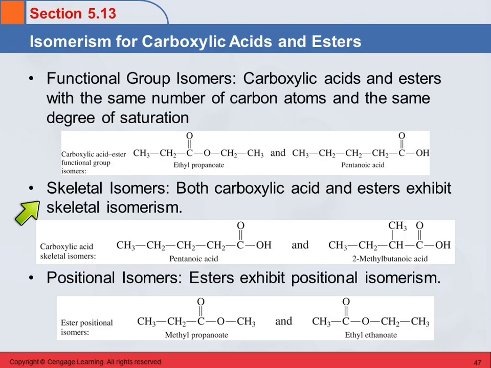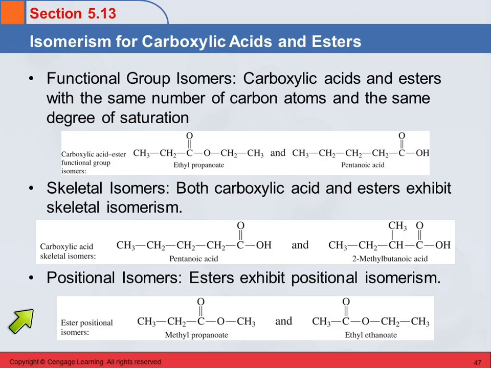We can have skeletal isomers, and both carboxylic acids and esters exhibit skeletal isomerism. This is where you've got differences in these alkyl chains, these carbon chains that are attached to the functional group part. So here we've got pentanoic acid with a straight chain, and here we've got a branched chain, and so that's an isomer. It's a skeletal isomer. It differs in how the carbon chain is arranged.